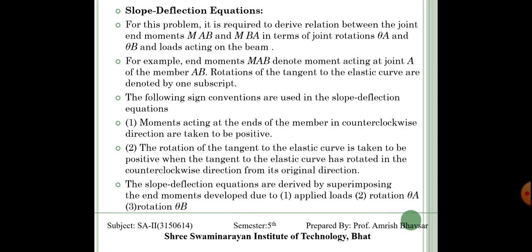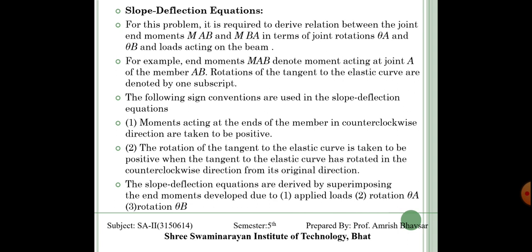Now we will discuss in depth the slope deflection method and how we can get the end moments and how we can get the rotation. From that rotation we are calculating the common rotation at support, and from that we are getting the bending moment. So for this problem it is required to derive the relation between the joint rotation and moment, that is, moment at A to B and moment at B to A. Why are we choosing that?